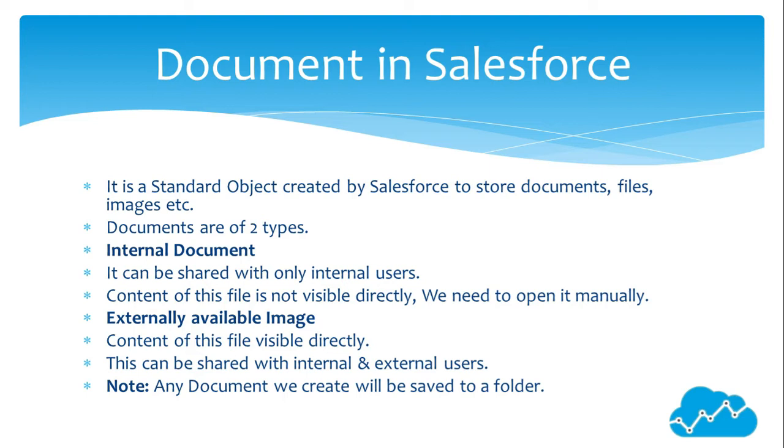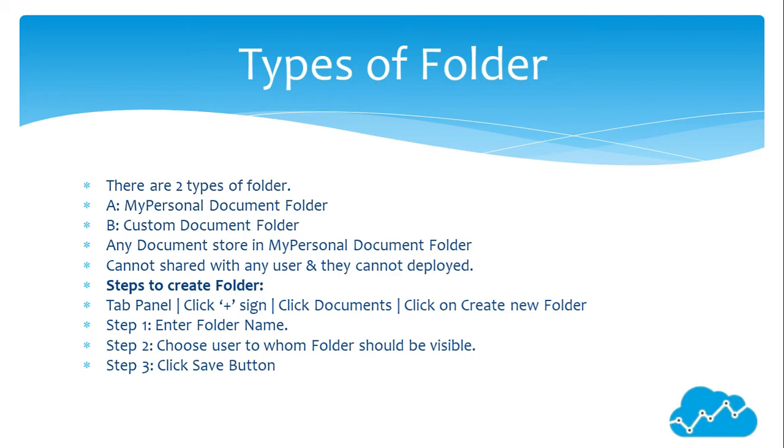Note: any document we create will be saved to a folder. There are two types of folder: my personal document folder and custom document folder. Any document stored in my personal document folder cannot be shared with any user and cannot be deployed. Steps to create folder: on tab panel, click plus sign, click documents, click on create new folder. Step 1, enter folder name. Step 2, choose user to whom folder should be visible.